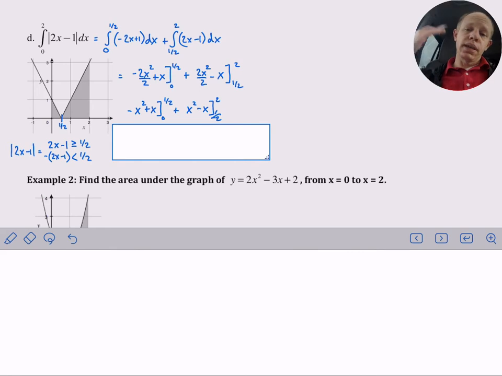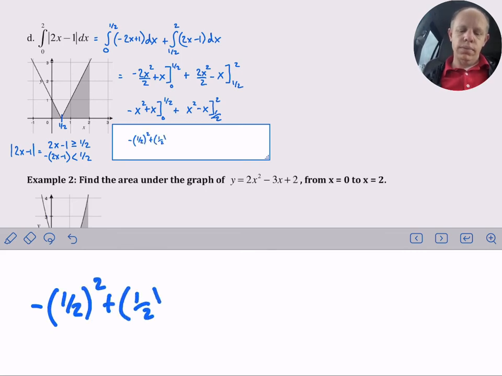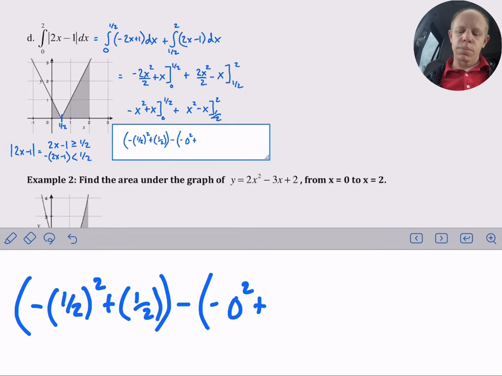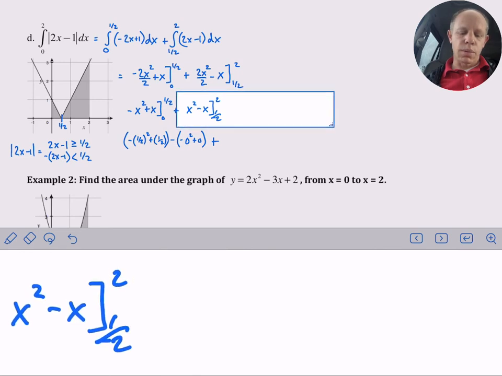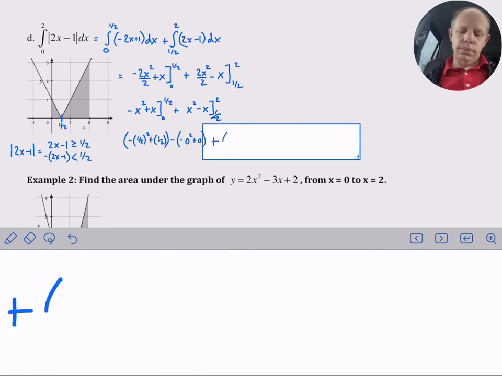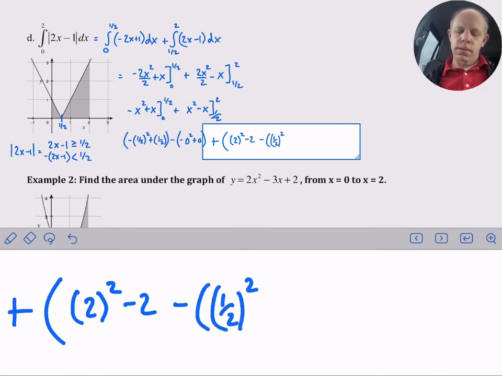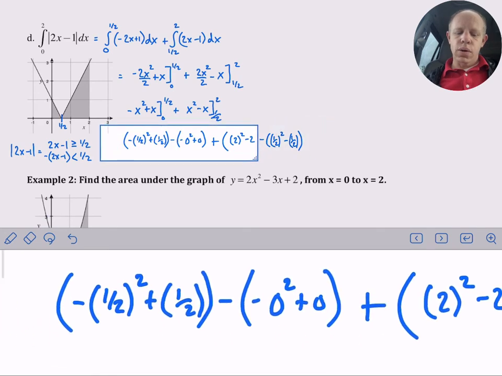All right, so we got to substitute the upper limit in and subtract substituting the lower limit in. So it's going to be negative of 1/2 squared plus 1/2. And then minus, we're going to substitute in 0. So -0 squared plus 0. And then we're going to do the second one. So we're going to plug in 2 and then 1/2. So it's going to be 2 squared minus 2, and then minus 1/2 squared minus 1/2. Okay, so lots of parentheses, lots of things to keep sorted out there. Let's go ahead and solve this.